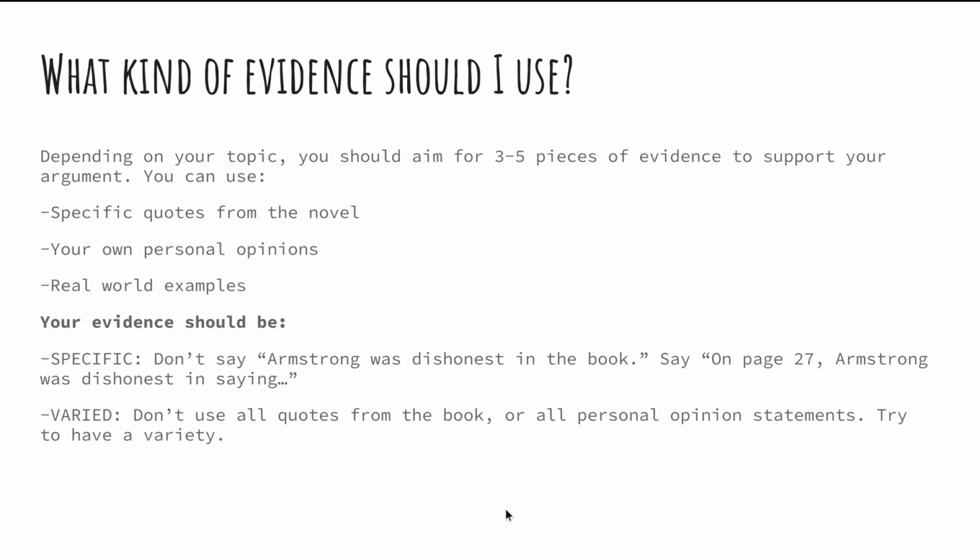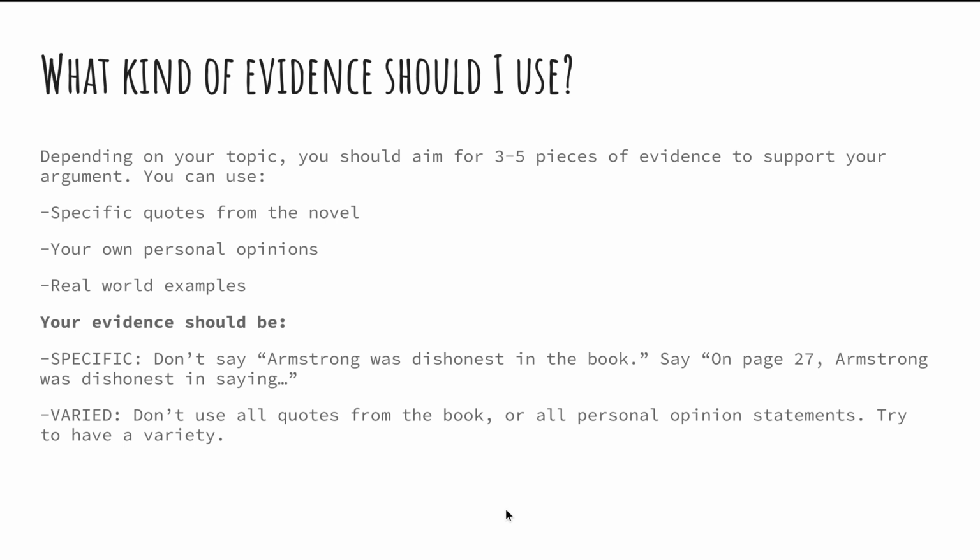So let's summarize. What kind of evidence should I be using? Again, it's dependent on your topic. The type of evidence I'd use in a science paper versus a social paper versus an English paper is going to vary wildly. Of course, for this paper, we're writing it based on a novel. And so specific quotes and evidence from the novel are things that you're going to really want to utilize here. That would be the expectation.